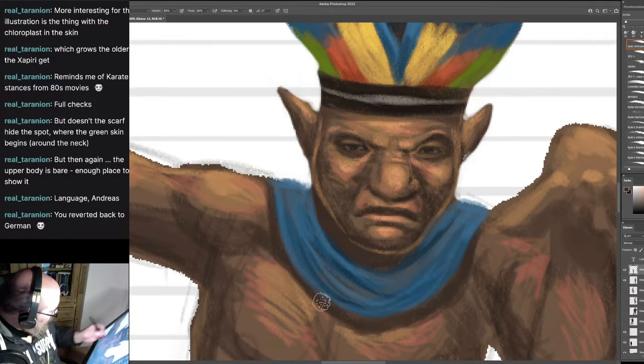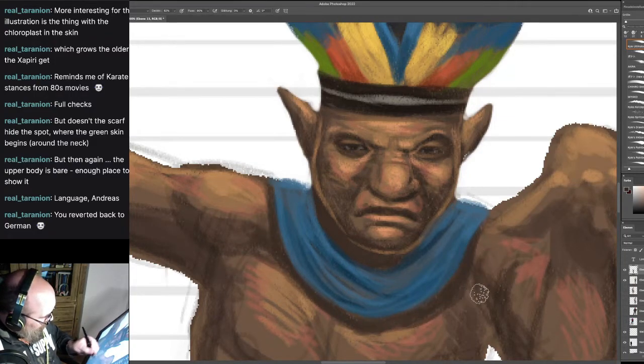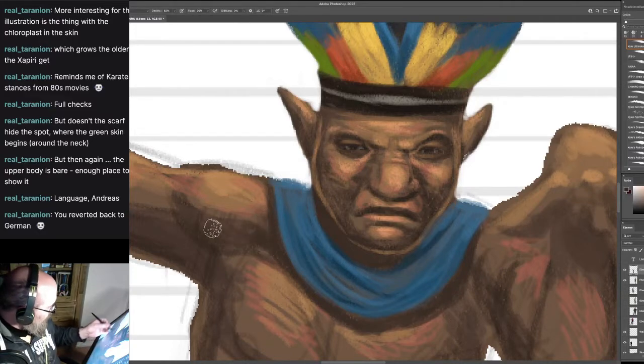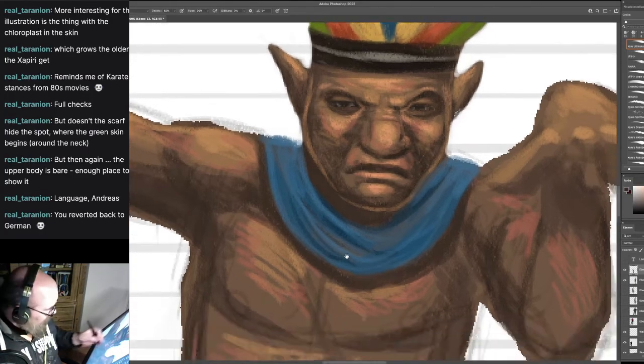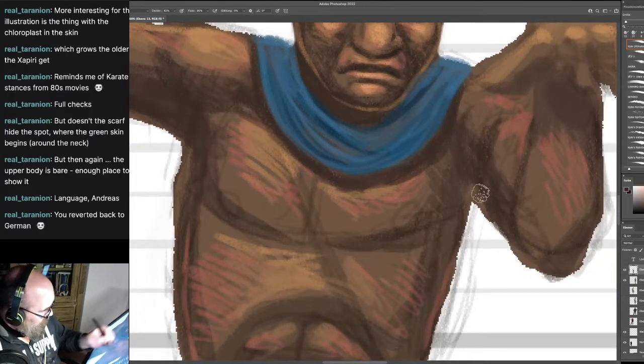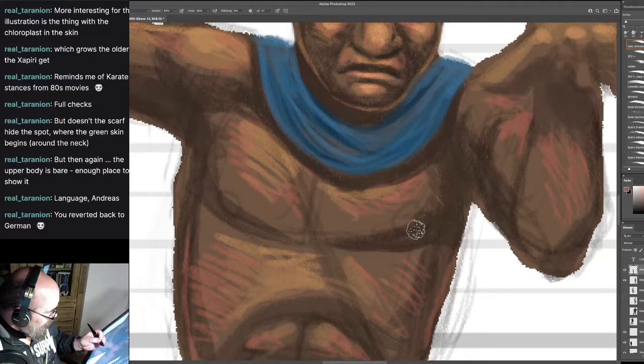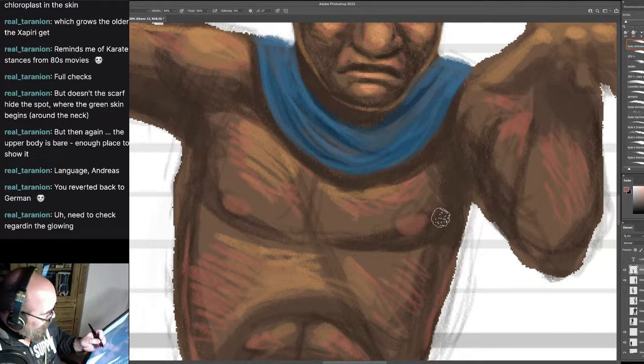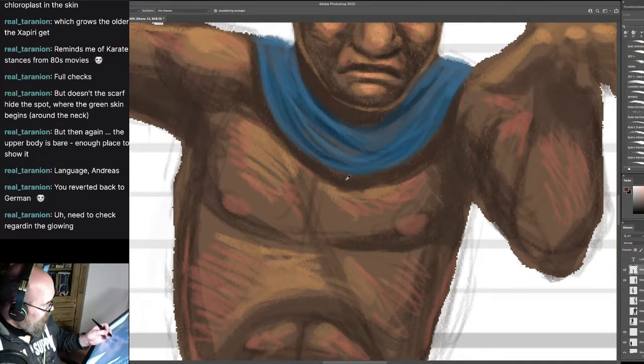Terranion, if I remember correctly, these plant parts of the skin were actually glowing, right? They weren't just green, but they were glowing green, so to speak. Yeah, do that.